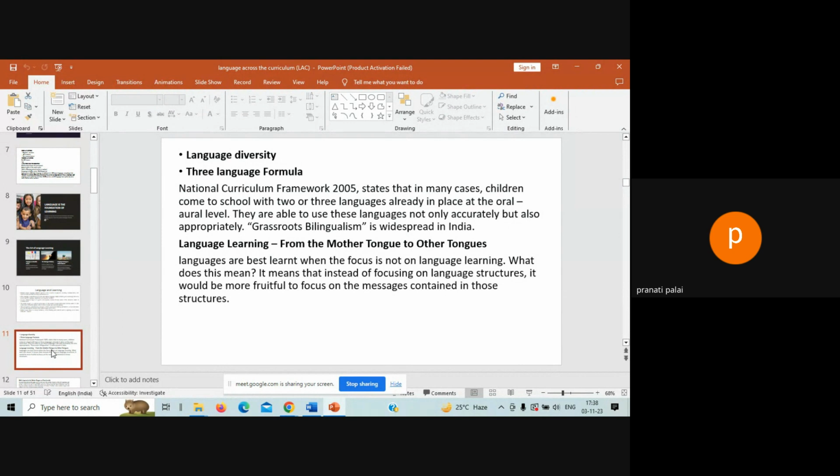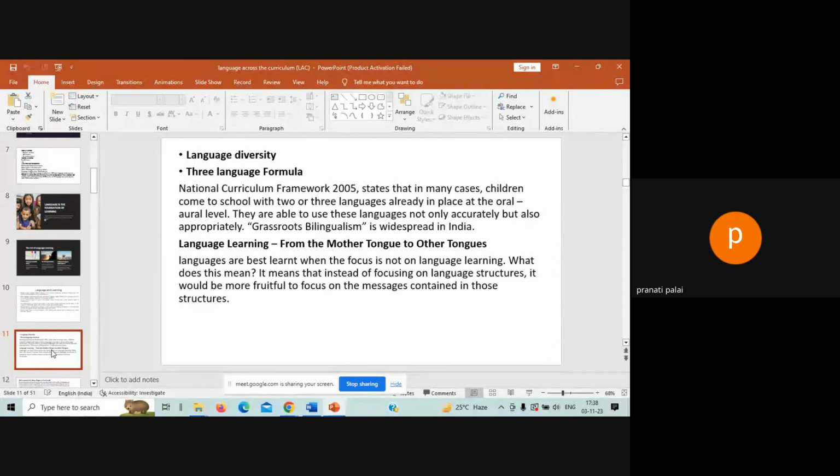So that is the three language formula, and currently we have the National Education Policy 2020, which also emphasizes the regional language, and has given much importance to the use of the Sanskrit language. Yes or no? Have you heard? Have you read? Yes, ma'am.